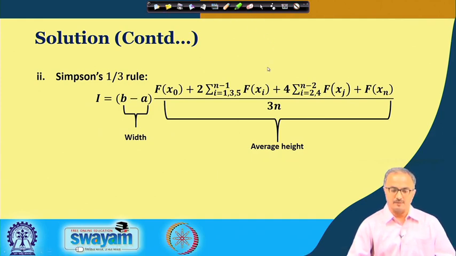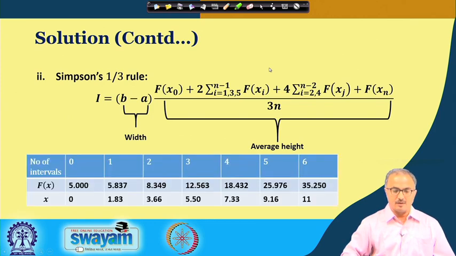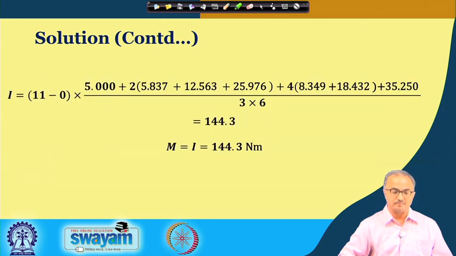Now, we evaluate the function values at all these intervals as previously we have done, for all the 7 points here, and now we implement that formula for Simpson's 1/3 rule and we get this particular value of the moment.